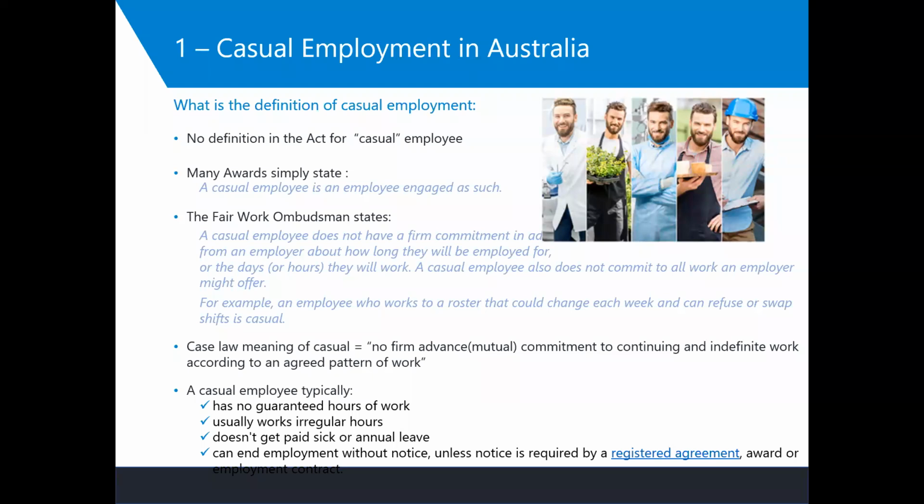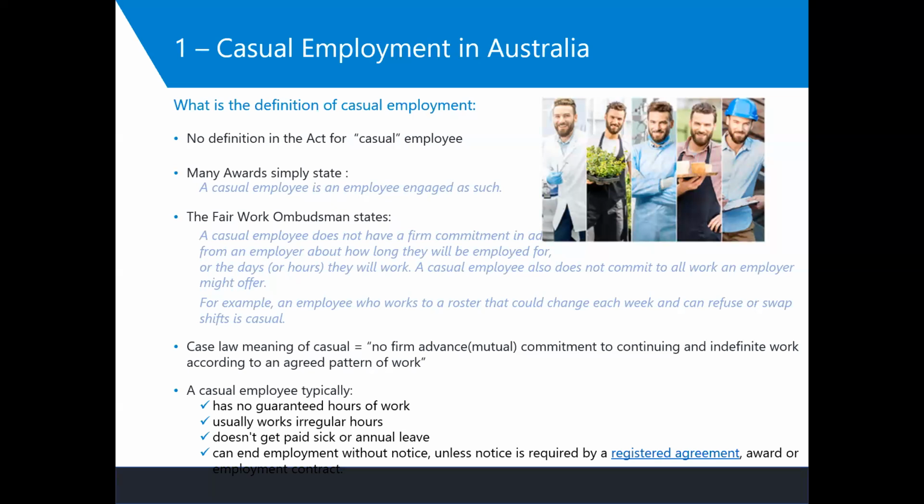Jumping down to that case law section or definition there on the slide, you can see that a casual employee is an employee who has no firm advance commitment to continuing an indefinite employment or an agreed pattern of work. And you will see that that agreed pattern of work issue is actually quite important and something that we'll touch on later in the presentation.